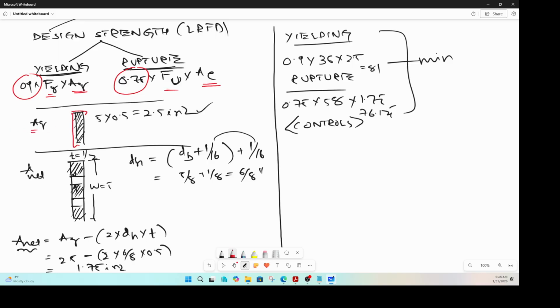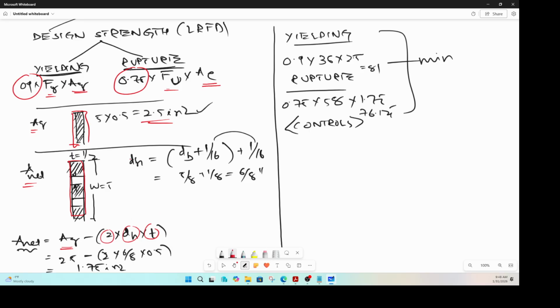AG is this entire area without any deductions. That is that much. How do you calculate A net? A net is this entire area minus the bolt holes. So A net is A gross minus some bolt holes. How many bolt holes? 2 bolt holes. Diameter of the bolt hole, times the thickness of the material.